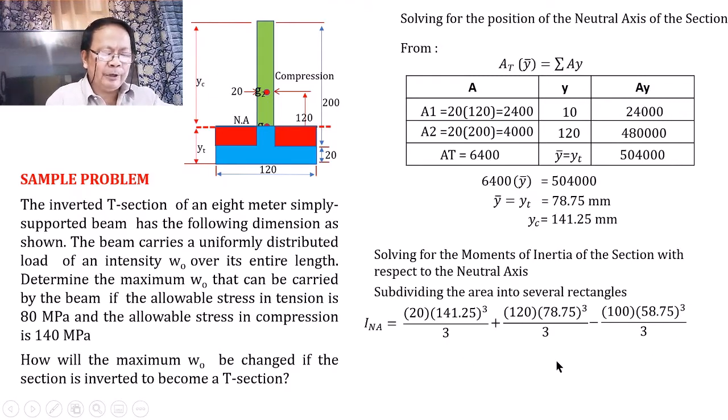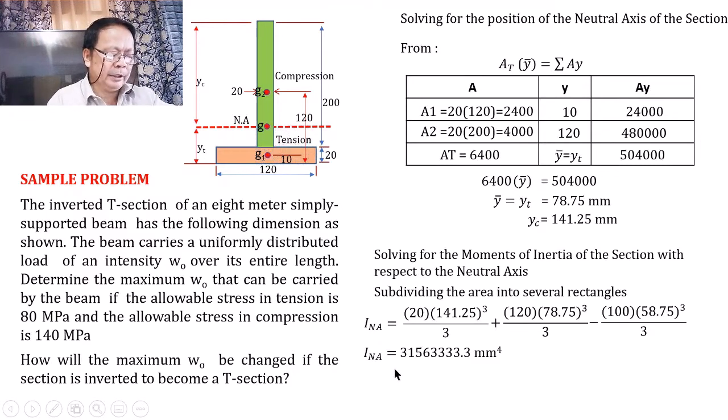Kaya kapag sinimplify natin ito, using your calculator, you shall be getting the moments of inertia of the cross-section, the inverted T, about the neutral axis equal to 3156333.3 millimeter to the fourth. Take note that the resulting unit is in millimeter to the fourth.